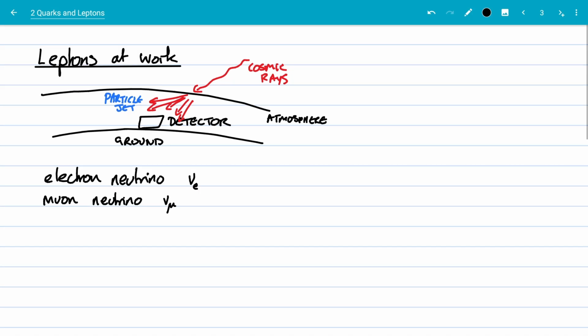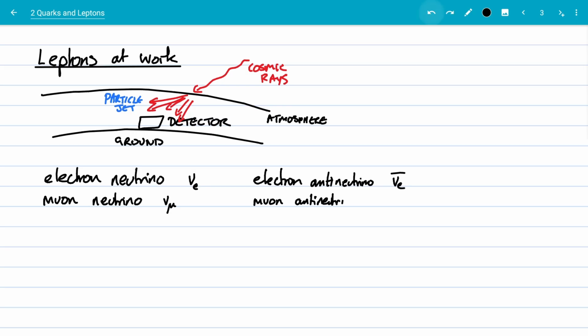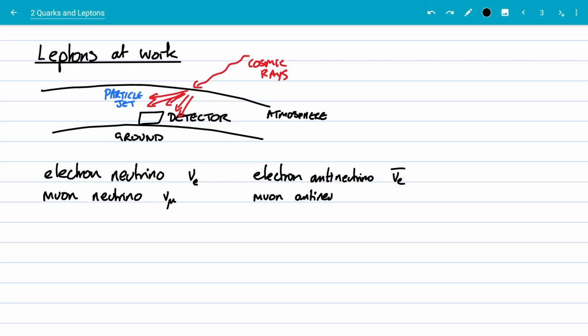And of course, we also have the antiparticles. We have the electron anti-neutrino, or if you're American, anti-neutrino. And we indicate that by putting a bar over the top. And we have the muon anti-neutrino. Sometimes these are called the anti-electron neutrino and the anti-muon neutrino. And that's okay. You can say that. It's not normal, but everyone will know what you mean by it. You're not going to lose marks in exams for saying anti-electron neutrino instead of electron anti-neutrino.